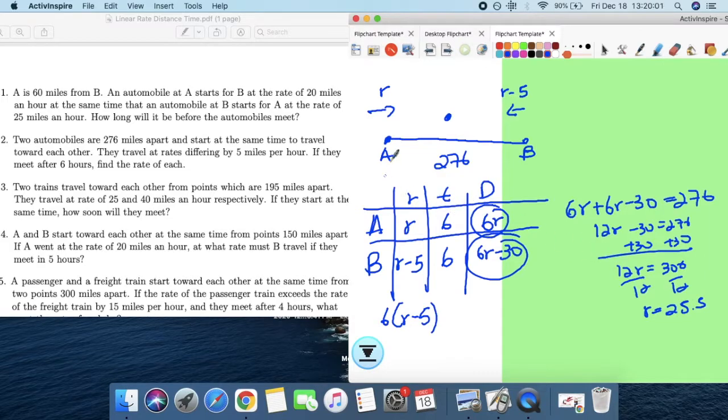So you can call A the speed of R. We come back here to our table and we substitute. So A was traveling at 25.5 miles an hour. And the other one is going to be 25.5 minus 5, which makes his speed 20 miles an hour. Not that bad.